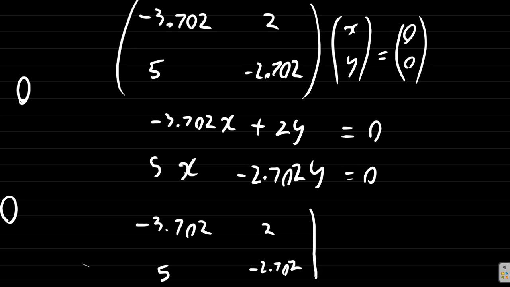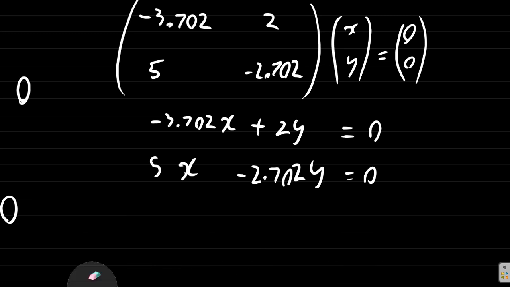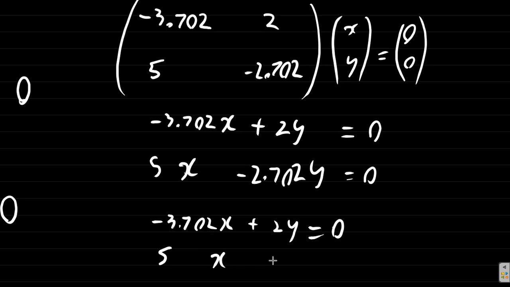Times x, y equals 0, 0. Oh no, I lost concentration. What am I doing? It wouldn't be this. It will be negative 3.702x plus 2y equal to 0. Just rewriting the top. 5x minus 2.702y equals 0.